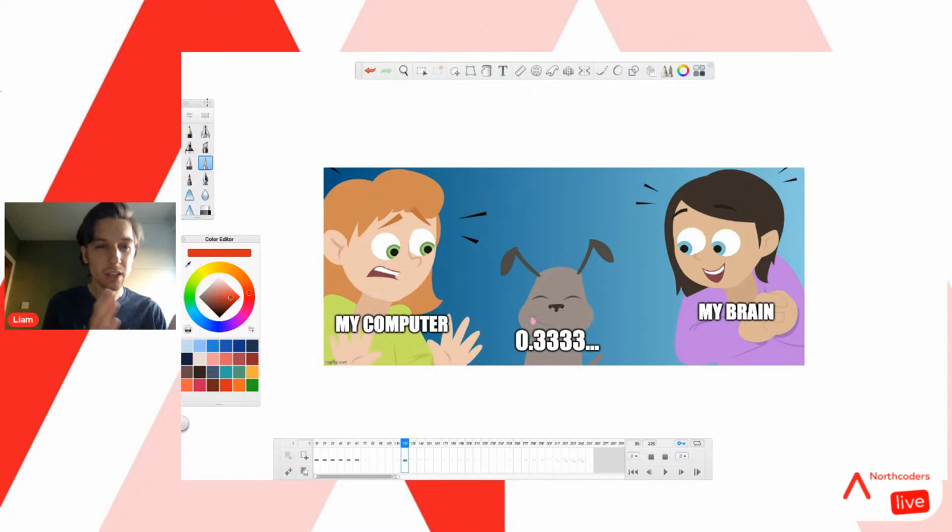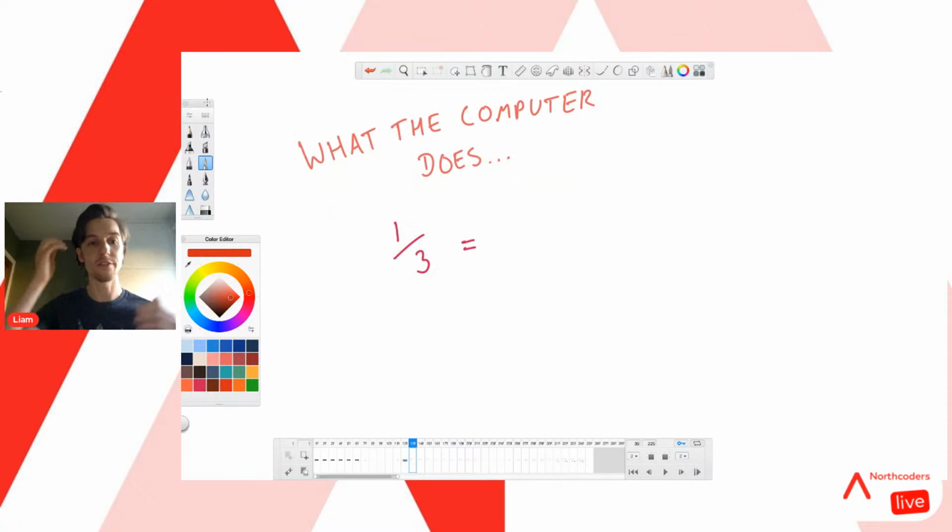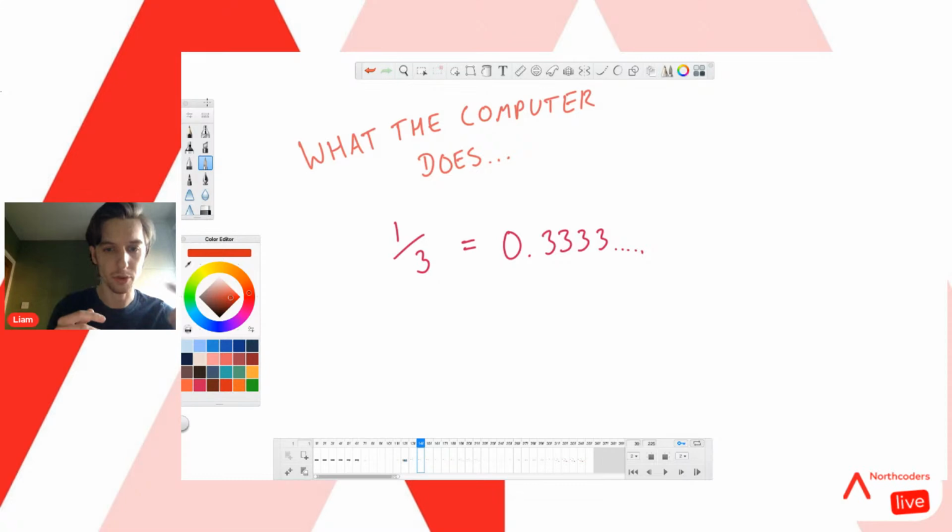So if my computer can't comprehend an infinite number of decimal places, what does it do? Because it has to do something. We're probably at some point going to type the value 1/3 into our computer, so what does it actually do when we do that? Well, 1 divided by 3 is going to be 0.33333 and keep going forever. But at some point that has to stop. So let's say, for argument's sake, that the computer decides 4 threes are good enough for its purposes.